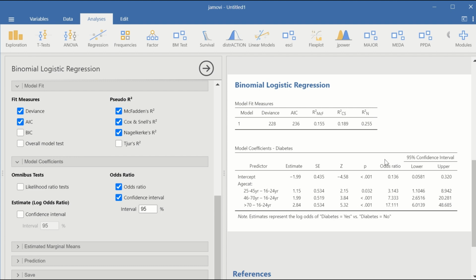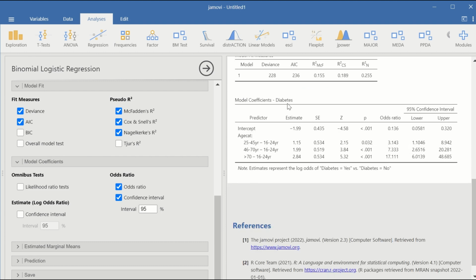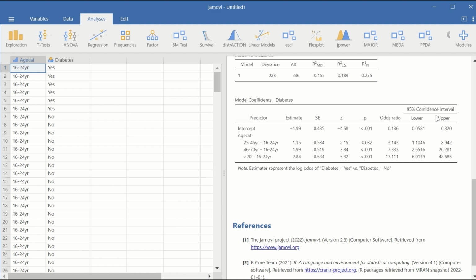categories. Moving to the second table, which is the model coefficient for diabetes, we used the group with no diabetes as the reference group. And for the predictor, which is the age categories, all three are compared to the reference category, which is 16 to 24. So this is the reference category here. In the table, we're going to ignore the intercept, and looking at the footnote here, it says that the odds of diabetes for yes and no.